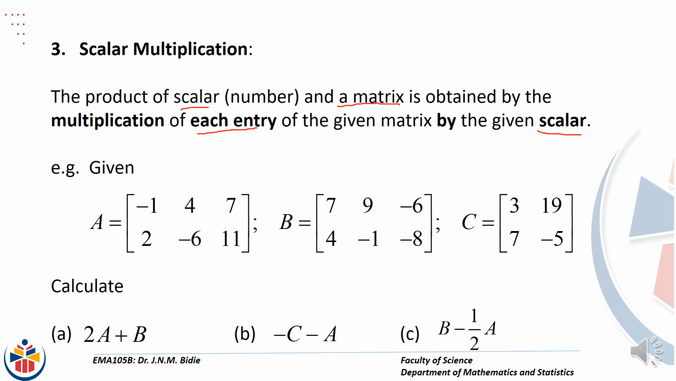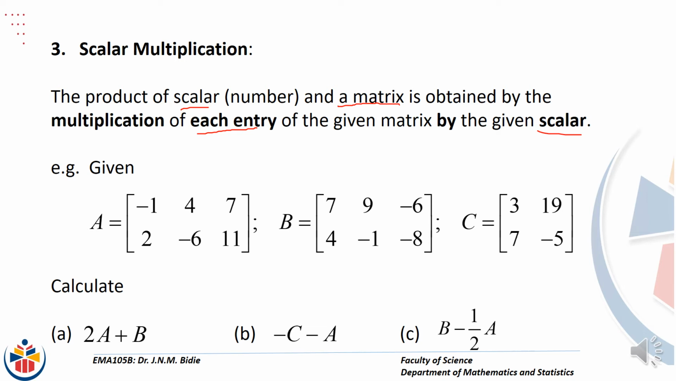Then we go to B. Negative C minus A. The first thing you do, substitute C in. So negative C will be negative 3, negative 19, negative 7, and positive 5. Minus A as it is. Then you'll say it is impossible. Reason, these two do not have the same size. Remember, you cannot subtract nor add two matrices that do not have the same size.